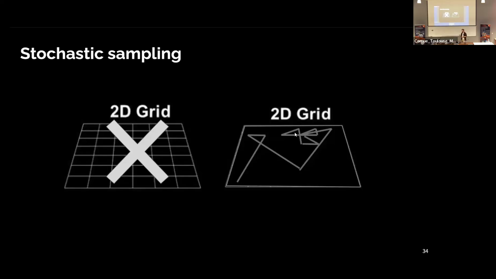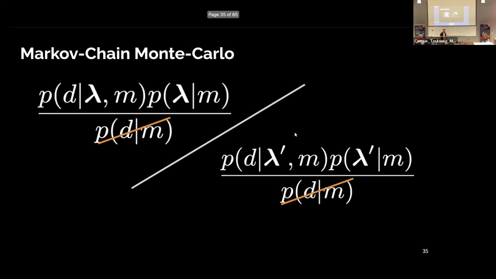But you might be asking yourself, how do I get an estimate for the evidence? Because now I'm not calculating the likelihood times prior at every single point in the space. I'm randomly walking around it. Well, there are some very clever techniques out there for bypassing this. For example, Markov chain Monte Carlo.